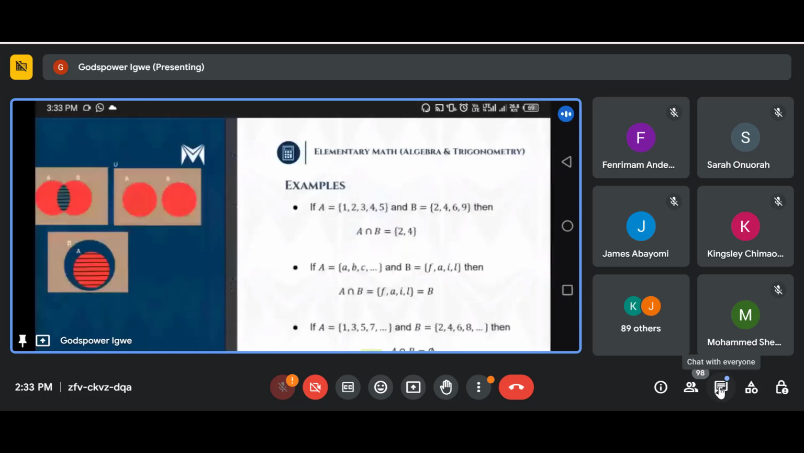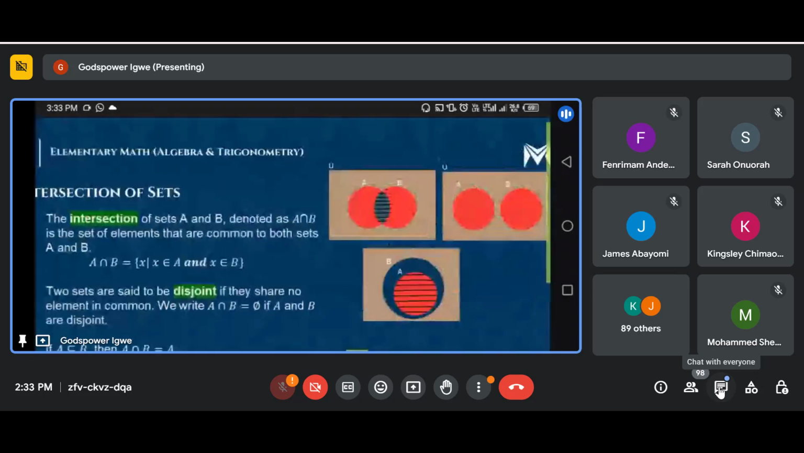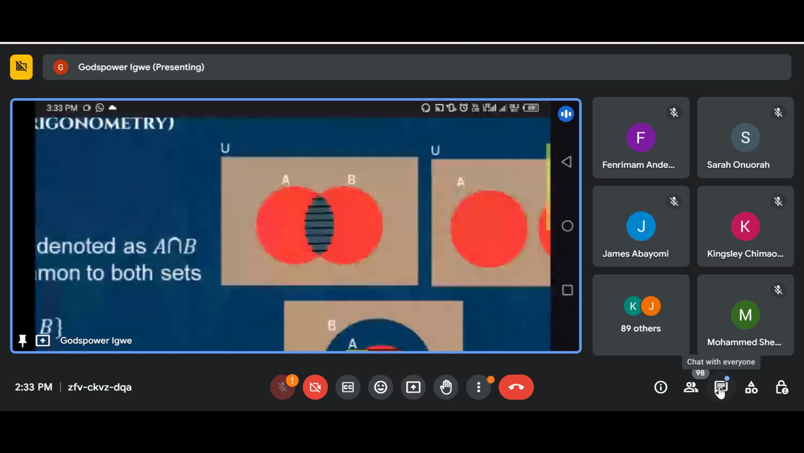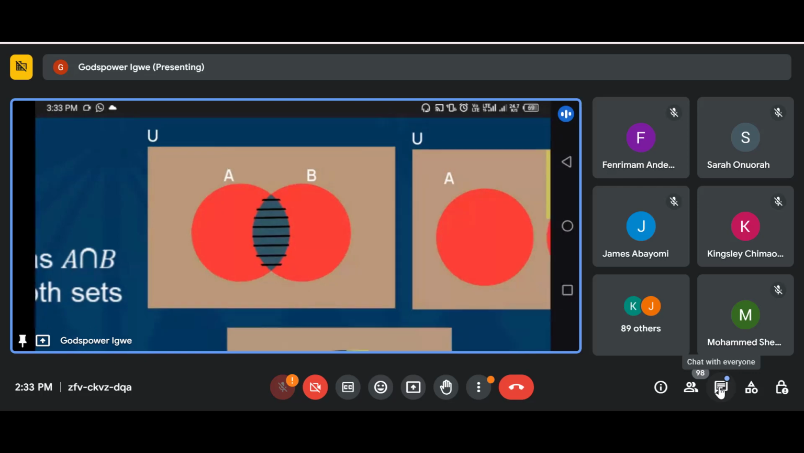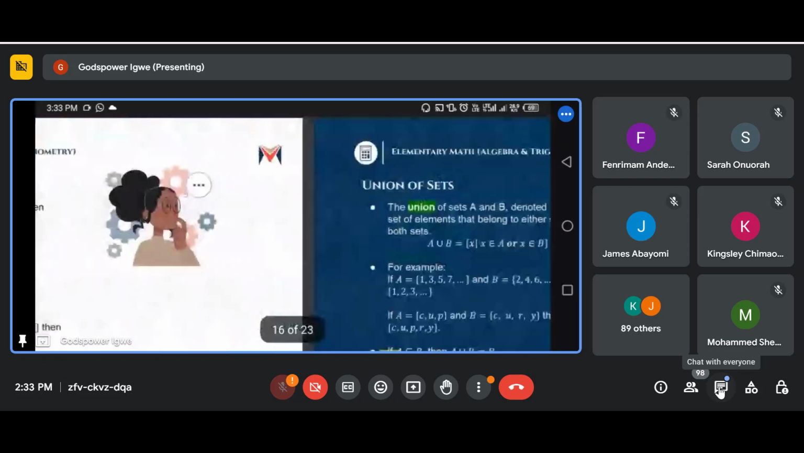So if you go over here, you see this part shaded blue and black. That's where you're going to put 2 and 4. Then you're going to list every other element on side A and side B. But between the two circles, where the two circles overlap, that's what you call the intersection, and that's where you're going to put 2 and 4. I believe this explains our question.